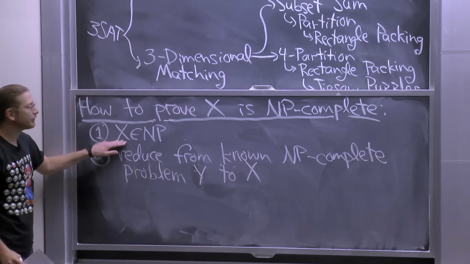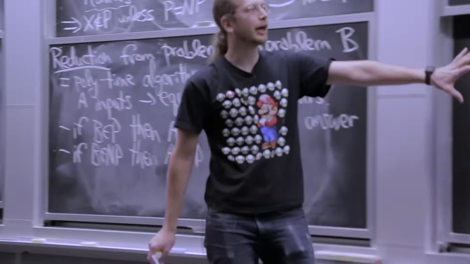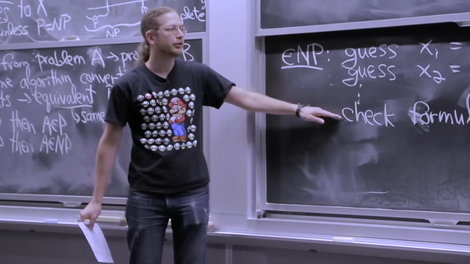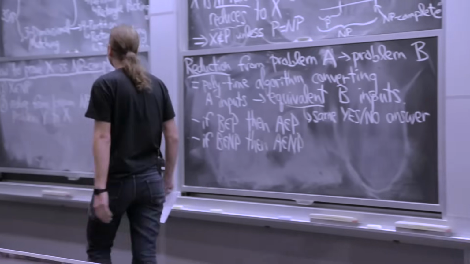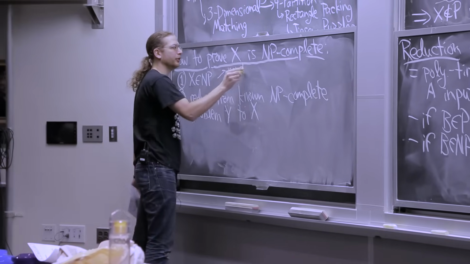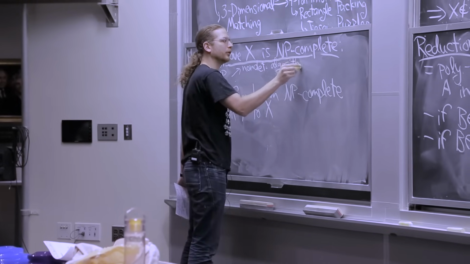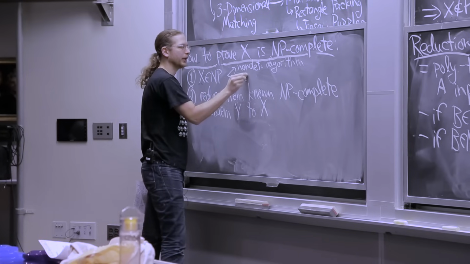OK, so to prove that X is in NP, you do something like what we did over here, which is to give a non-deterministic algorithm. Or you can think of it as defining what the certificate is and then giving a polynomial time verification algorithm. So that's sort of two approaches. You give a non-deterministic polynomial time algorithm, or you give a certificate and a verifier.